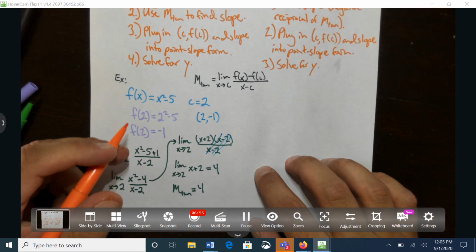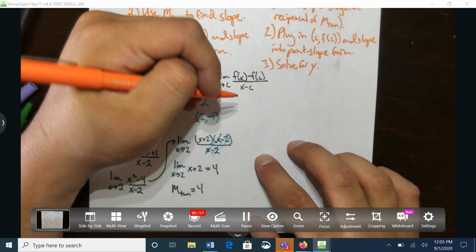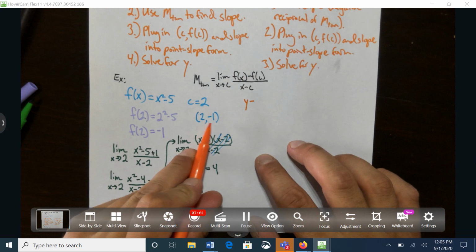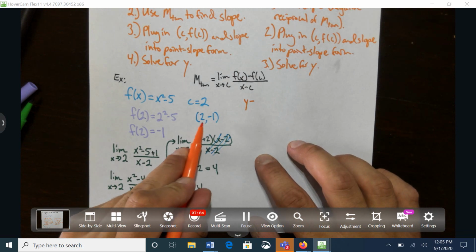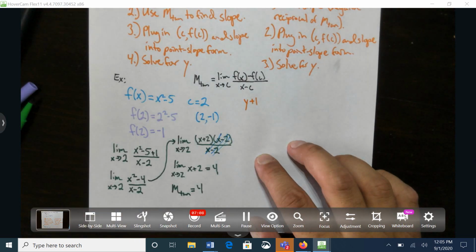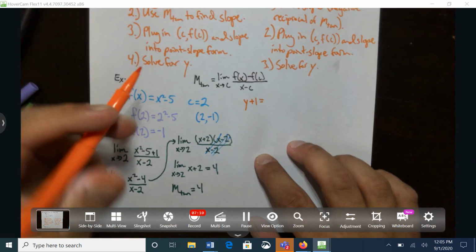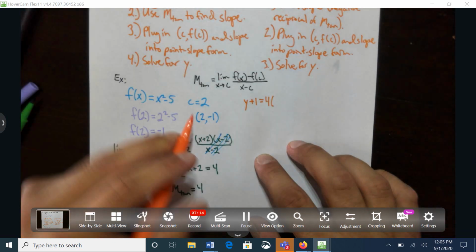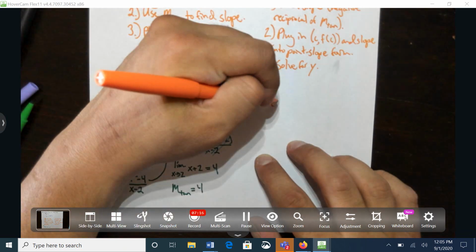And our point slope form is y minus y1. So y minus y1, this is our point of interest. So y minus a -1, which would be +1, equals m, which is 4, times x minus x1, so x minus 2.